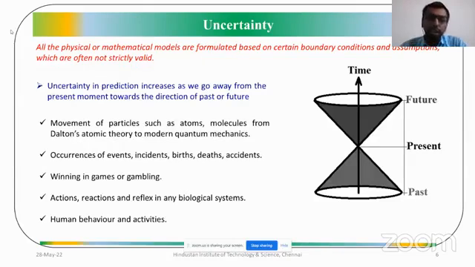So the uncertainty in prediction increases as we go away from the present moment towards the past or future. As we can see from this figure, this is the present moment. As we go away towards the past and future, the uncertainty in prediction increases.